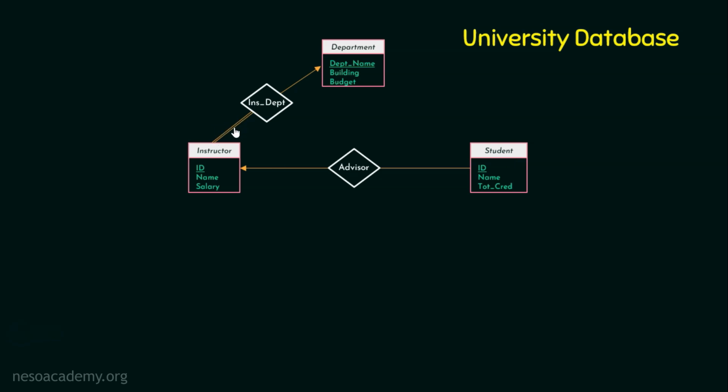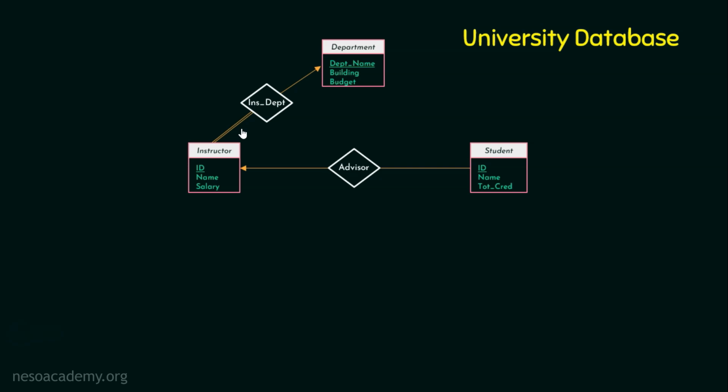What do we mean by this double line? It means it is the total participation. If you recollect, in one of the previous lectures, we dealt elaborately with the participation constraints. Here, there is a total participation. Can you see here? This double line indicates that the participation of the instructor entity in the department relation is total participation. What do you mean by that? All the instructors who are working in this university will definitely belong to a department. And that is why this is a total participation.